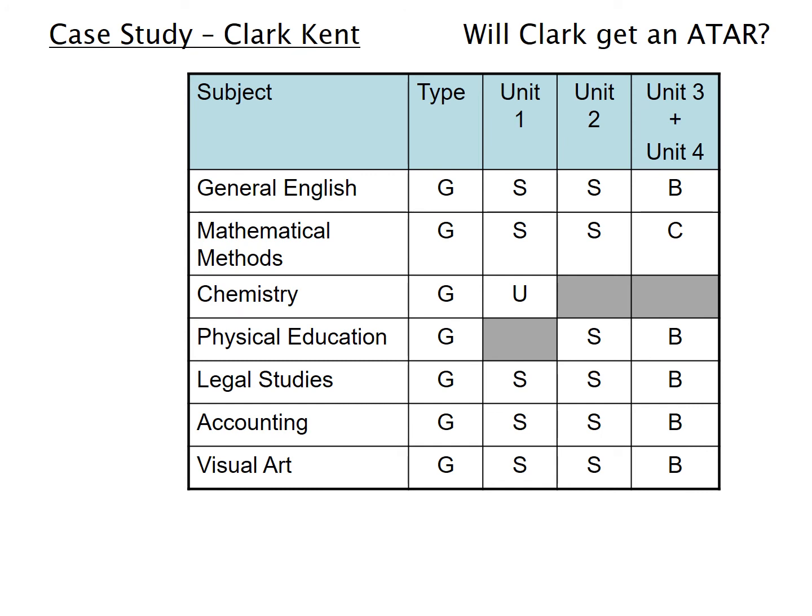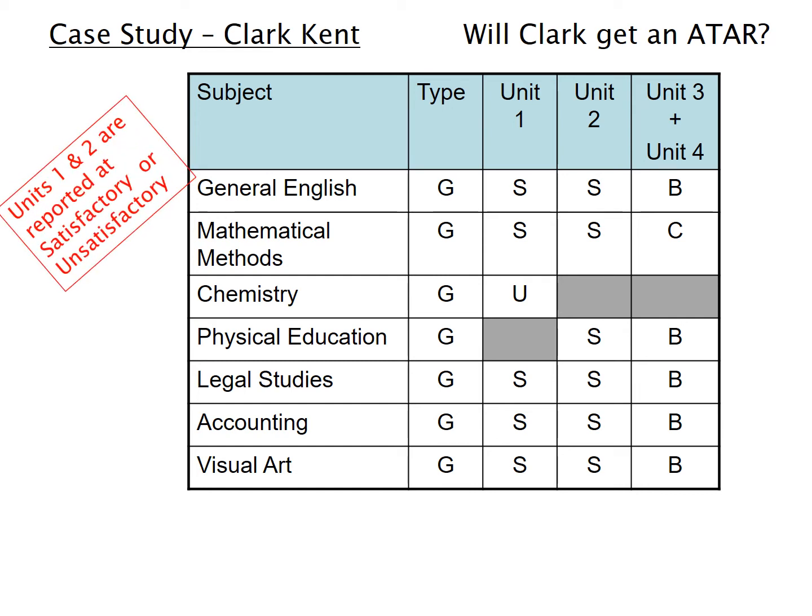So let's have a bit of a look at a case study. Here's our friend Clark Kent. Now, will he get an ATAR? We've got a range of subjects here. I can see a list of more than 6 there, but you'll notice there at one point he's changed from chemistry to physical education. You'll also notice that units 1 and 2 are graded according to S for satisfactory or U for unsatisfactory.